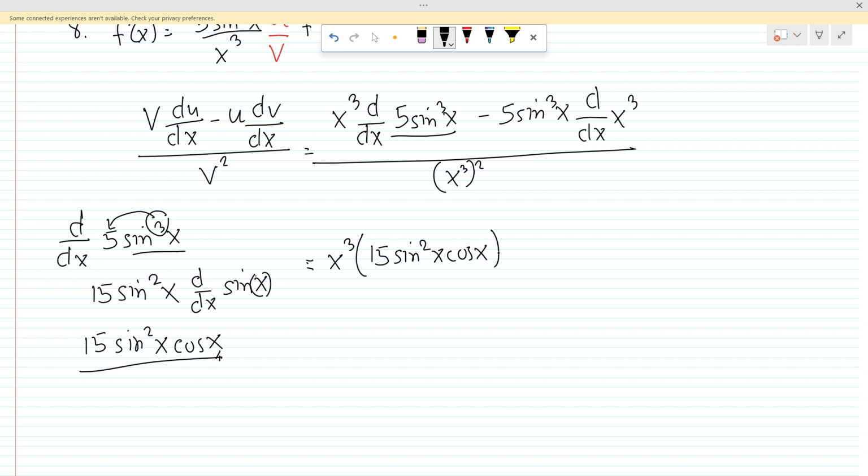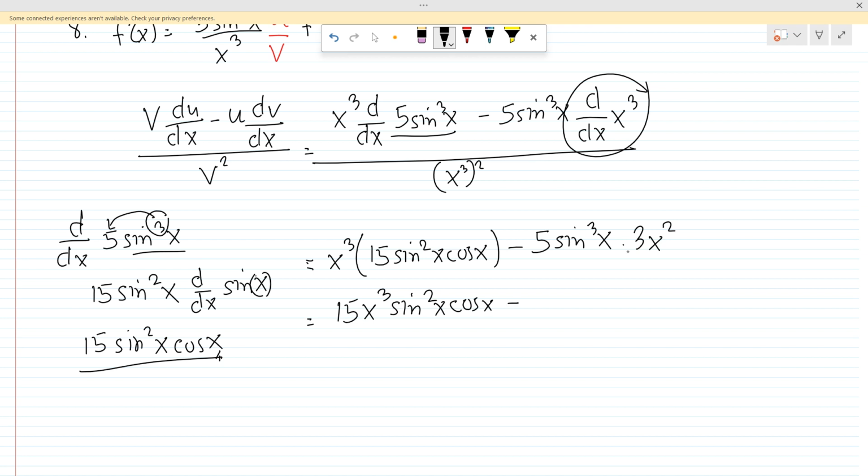Next, minus. So copy 5 sine cube of x. Then, what is the derivative of x cube? That would be 3x squared. So by simplifying this equation, we have here 15x cubed sine squared of x cosine of x minus 3 times 5, which is 15, then x squared, then sine cube of x.